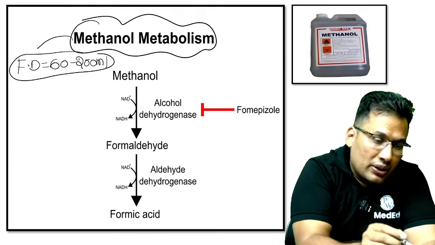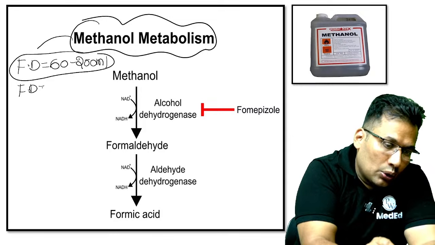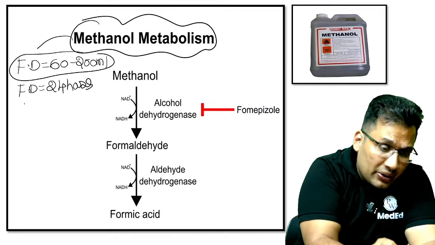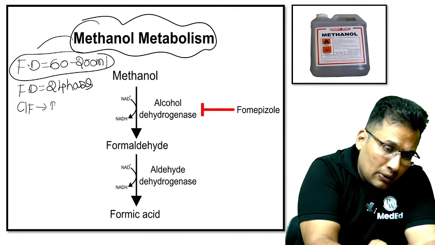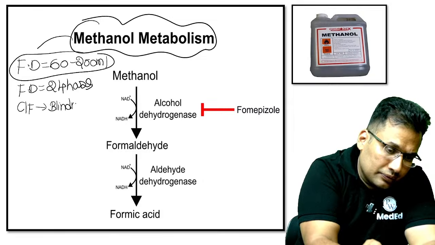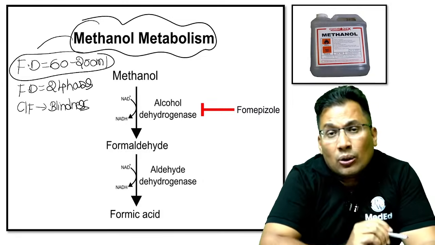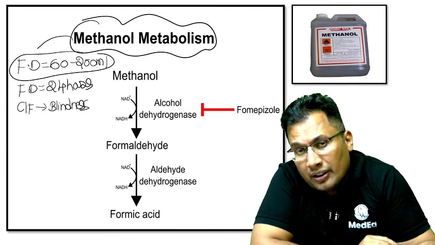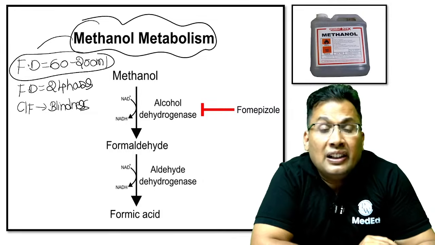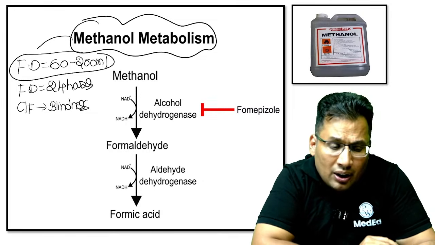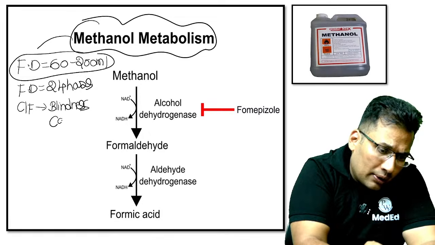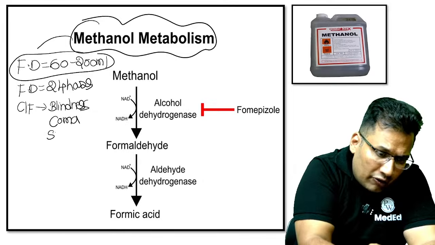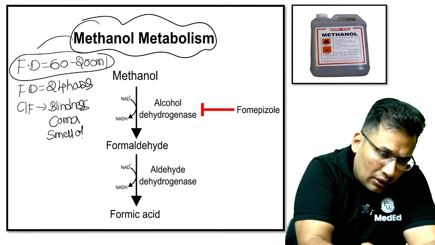Then fatal dosage, fatal period, you can write 24 hours. What are the clinical features? You have to remember them. Blindness. Methyl alcohol affects the retina. It causes blindness, visual field defects, scotoma and all. It also causes coma. It also causes smell of alcohol.